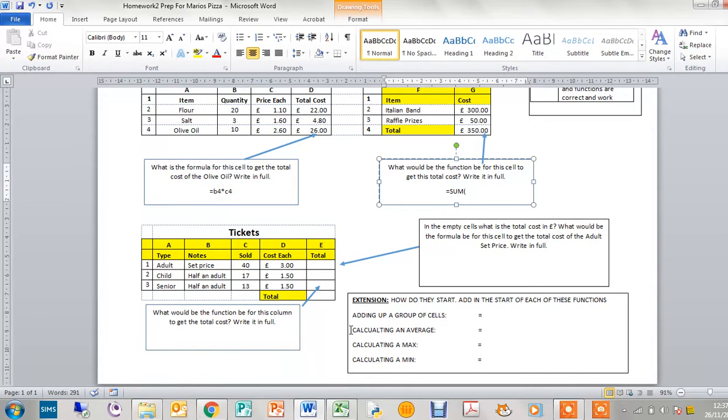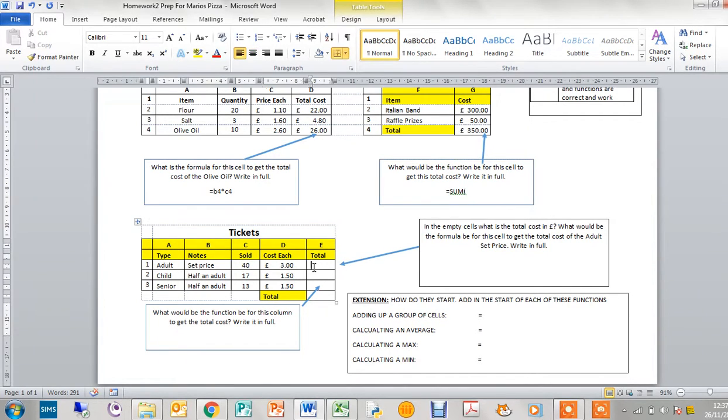Here as well, what would you do to get the total cost? It's got empty cells here. What would be the formula? So how would you get, say, the add up? We sell 40 at £3 each. What's the formula? We did that up there, and then this arrow is slightly wrong. It should be there.